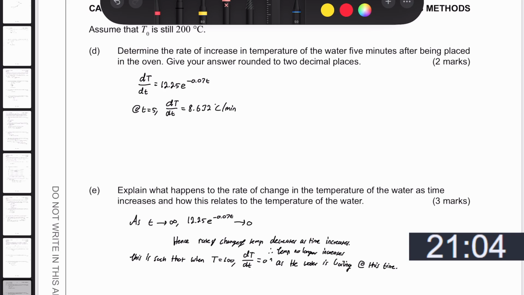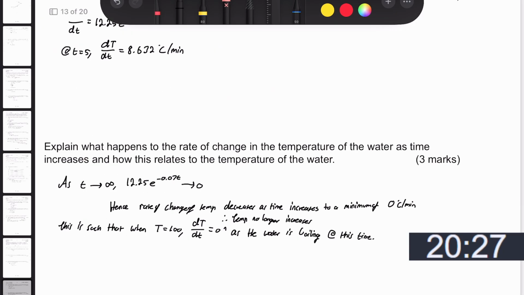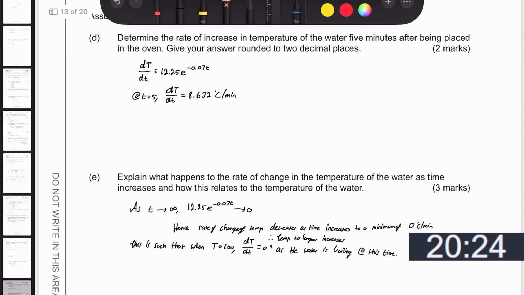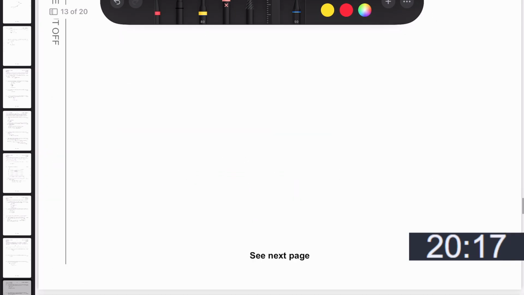So as time increases, that value there approaches 0. That is the limit as x approaches infinity of this, which is 0. The rate of change decreases as time increases to a minimum of 0 degrees Celsius per minute. This is such that when t equals 100, therefore temperature no longer increases as the water is boiling at this time.